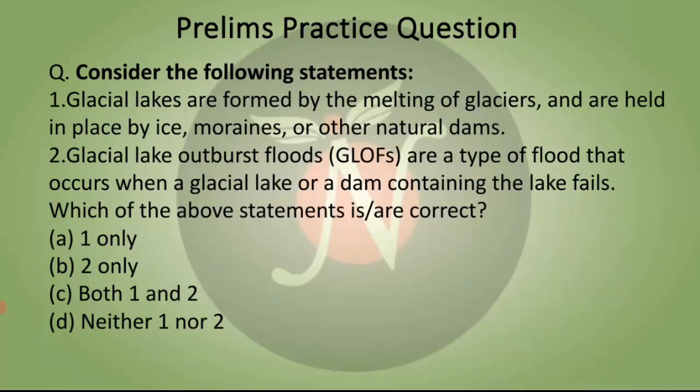Now we will come to our today's prelims practice question. We have 4 questions. We will discuss them along the way. Consider the following statements. First, glacial lakes are formed by melting of glaciers and are held in place by ice, moraines and other natural dams. Second, glacial lake outburst floods are a type of flood that occurs when a glacial lake or the dam containing the lake fails. Pause the video, try to answer. So basically, the answer to this question is C. If you don't understand it, just go to the start and again learn about the GLOFs.